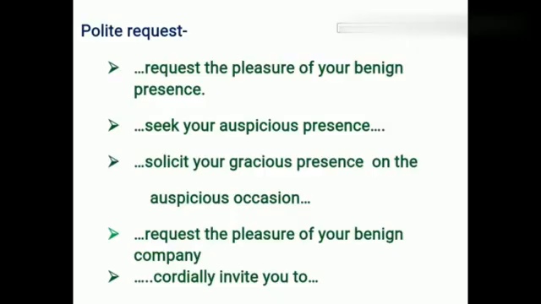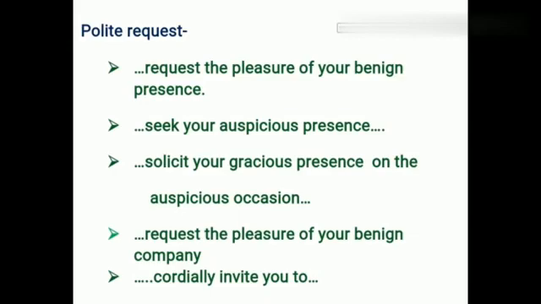Let's see how to write point number 2, that is polite request. After mentioning the host, we write so and so, like L.K. Sharma, request the pleasure of your benign presence, or seek your auspicious presence, solicit your gracious presence on the occasion of so and so. Then request the pleasure of your benign company. The last one is cordially invite you to. These are just examples, students. You can add from your side, you can beautify your invitation in your own way. I am just giving you all hint.